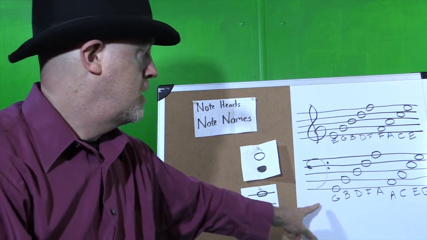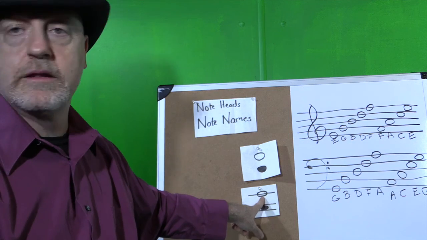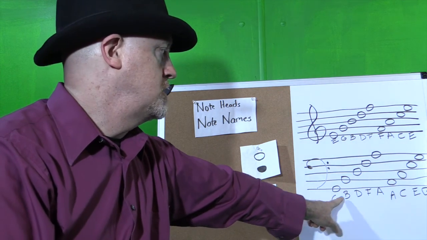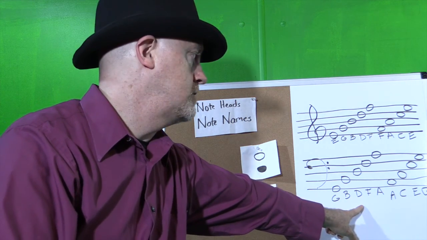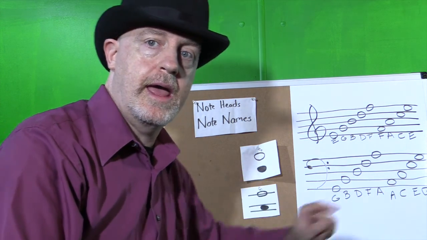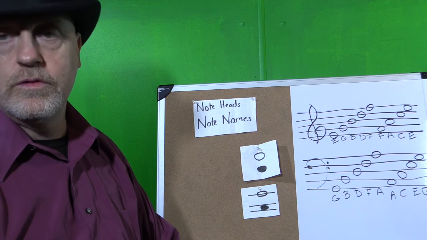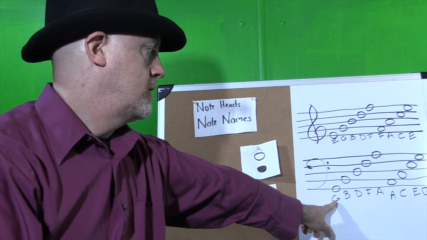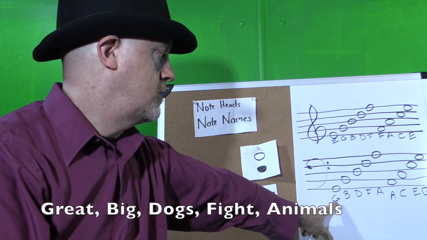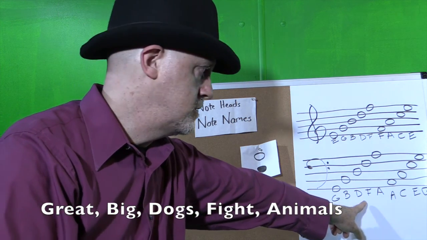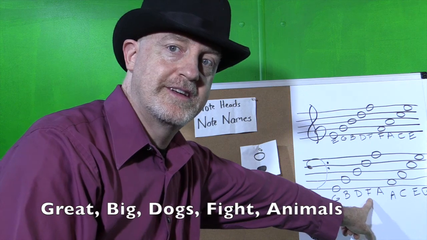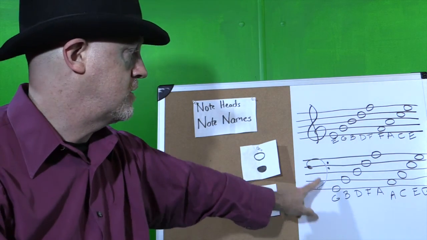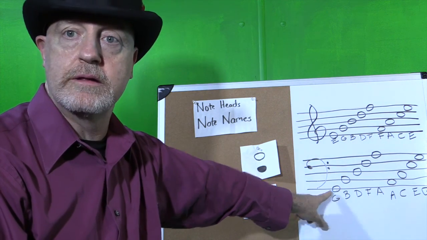So, in the bass clef, we've got some different mnemonic devices. From the bottom up, the ones that are on the line, or the line goes through the note, are G, B, D, F, A. Now, the mnemonic device for that one that I like is great big dogs fight animals. Alright, so that's the one for bass clef with the notes on the line.